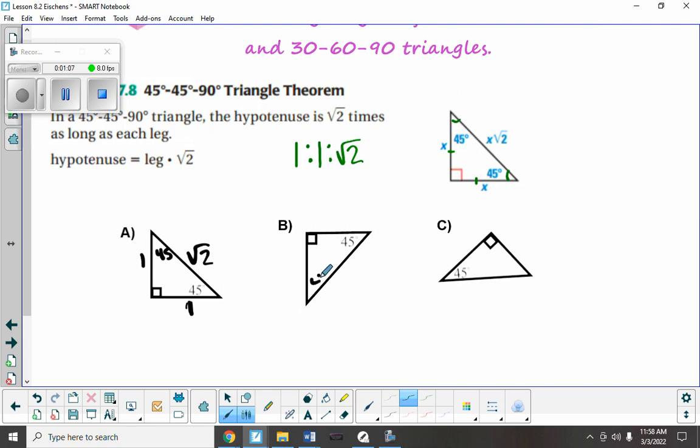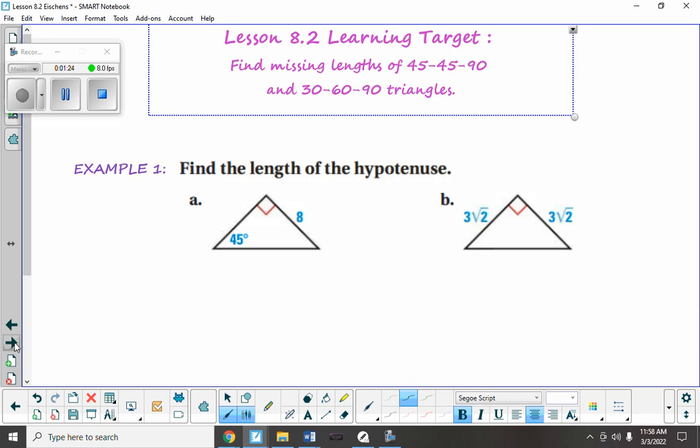Here's another one sitting in the other direction. So the legs are the same, the hypotenuse is root 2. Here, this is 45, 45, 90. The legs are both 1, the hypotenuse is root 2. So using that triangle, we can find missing lengths of any 45, 45, 90 of various leg lengths and hypotenuse lengths. Here's what you do.